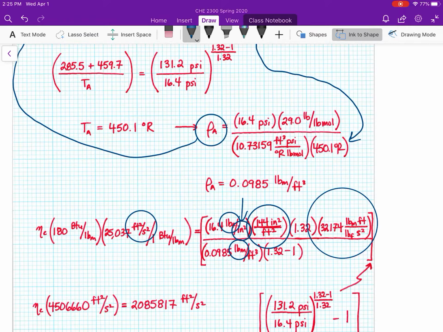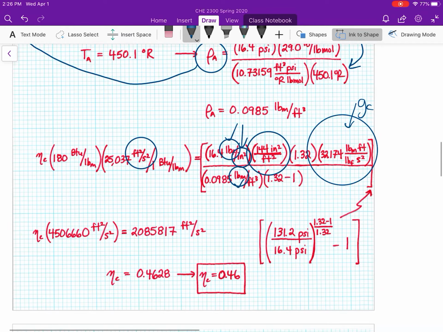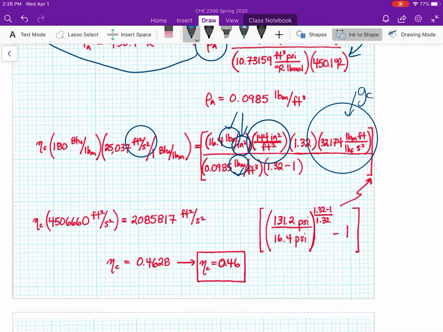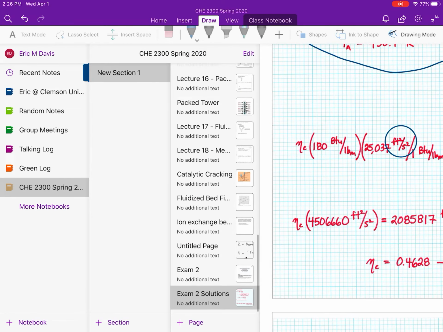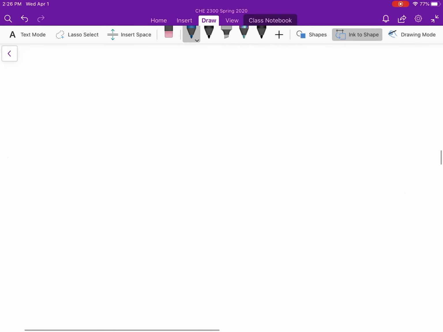And then my other concern here is that I have a pound mass and a pound force. I need to do a conversion between those two. Therefore, I needed g_c for my problem. That's a very, very important part of this problem, that you make sure that you account for the fact that you have differences not only in the length scales, but also that you have pound force and pound mass in the equation, and you need those two things to cancel. If I've done all of my math correctly, I end up with an efficiency of the compressor of 0.46. Moving on.